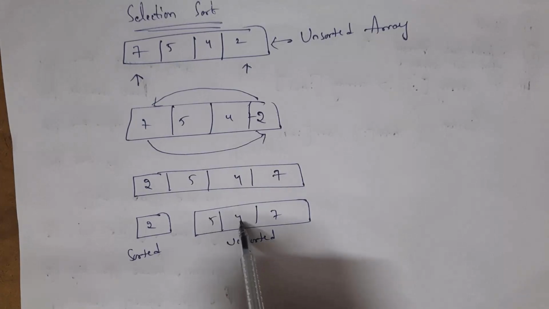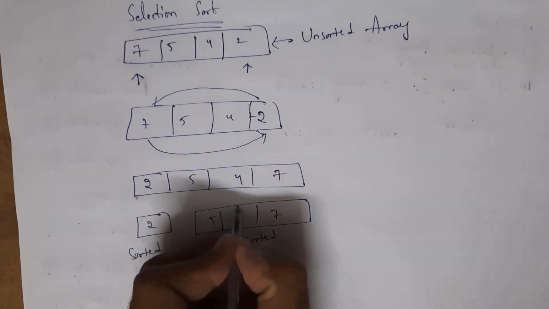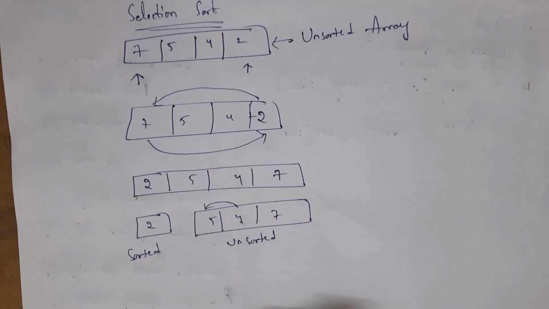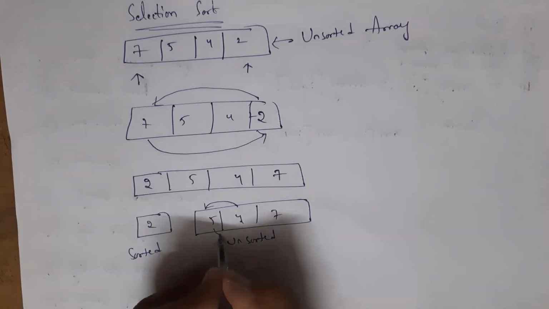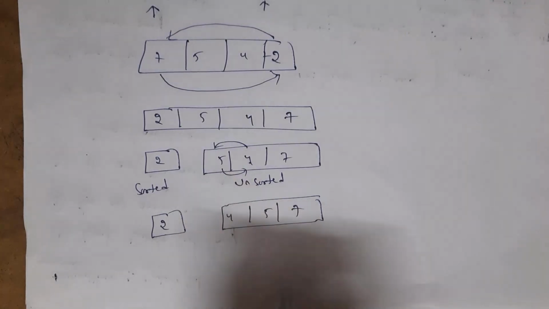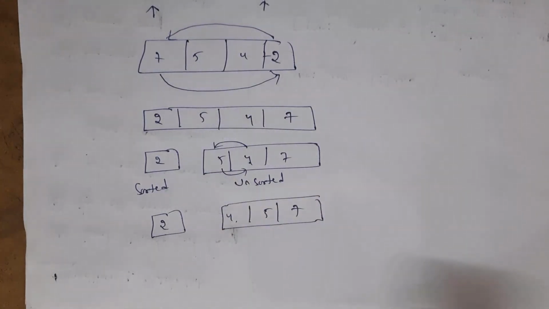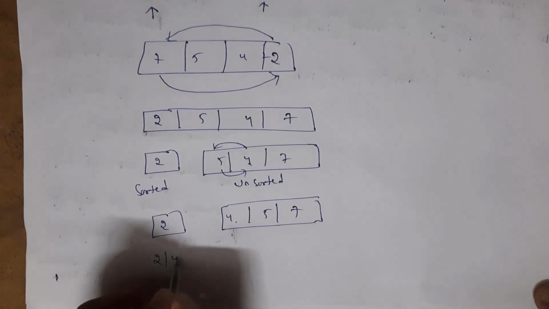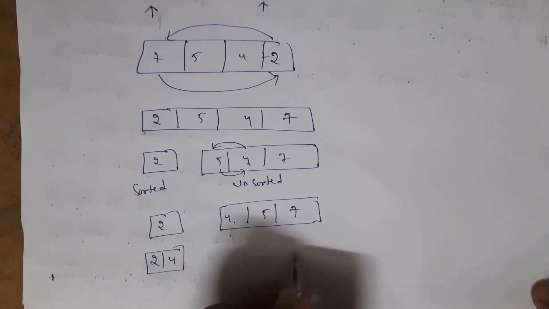So we need to place this 4 at the beginning. I'm placing this 4 at the beginning and placing this 5 in place of 4. 2, 4, 5 and 7. After placing the minimum element at the beginning, consider this 4 as part of the sorted array. So we write 2, 4. This is the sorted array and this is the unsorted array.